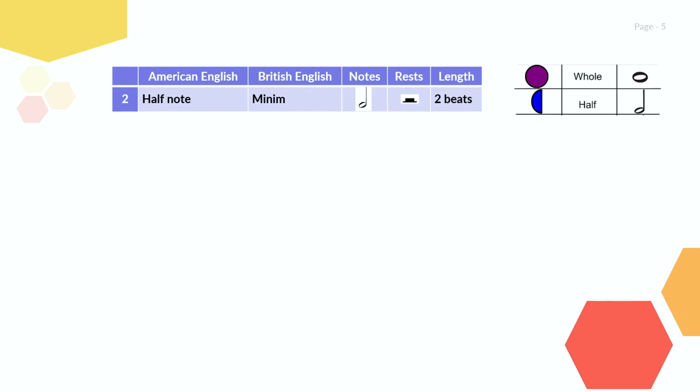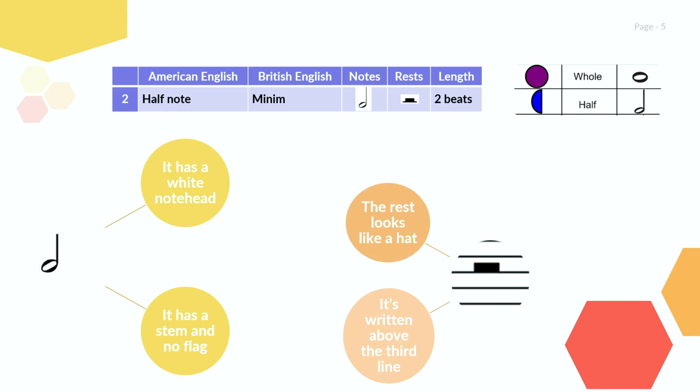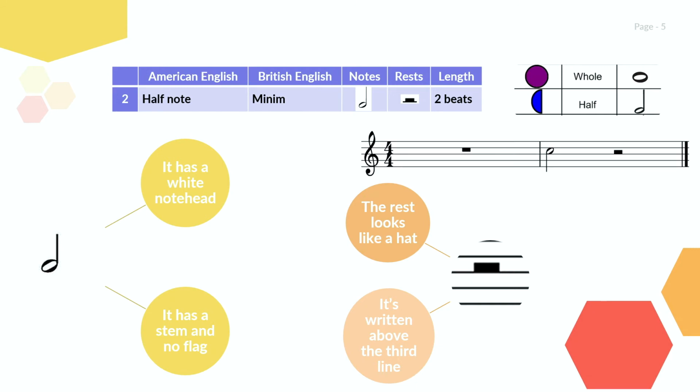In the second row is the half note or minim. It has a white note head, and in comparison to the semibreve, it has a stem but no flag. The minim rest is similar to the semibreve, but the hat is not upside down, it really looks like a hat, and it's written above the 3rd line on the stave. The minim represents half of the cake. Let's have a listen to the length of the minim. This note or rest lasts for 2 beats.